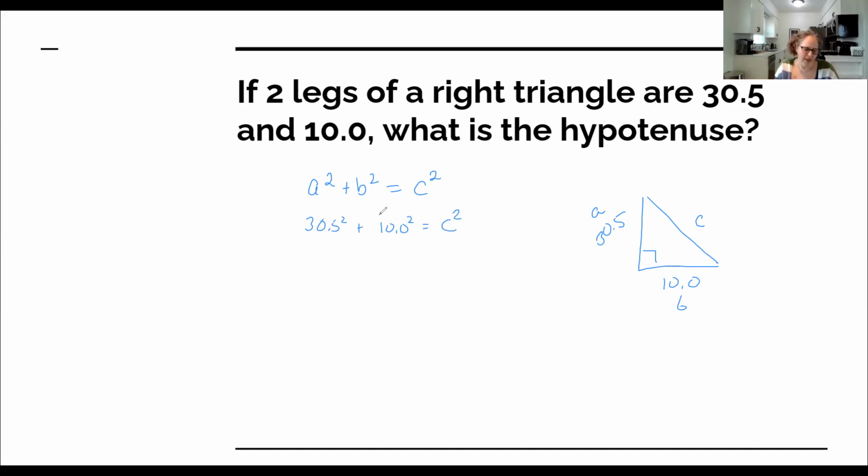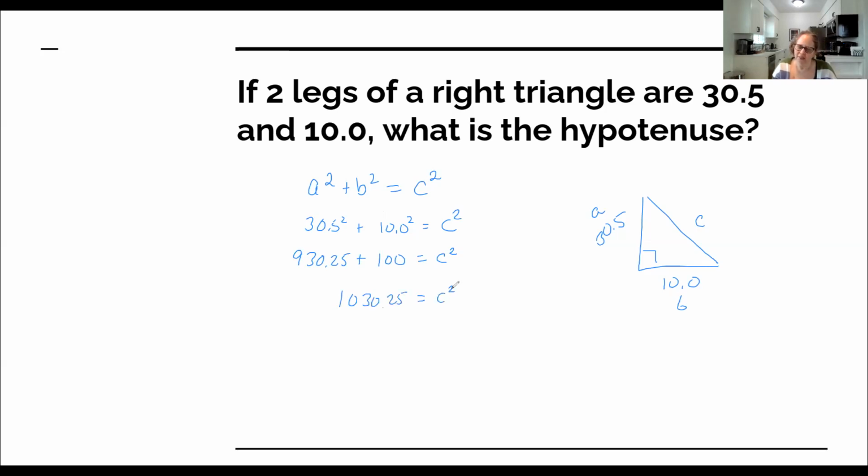I'm going to combine like terms. So first, I'm going to get rid of those exponents. I don't have parentheses, but I do have exponents. 30.5 squared is 930.25. 10.0 squared is 100. So now I can add 930.25 plus 100. I'm combining those like terms. Gives me 1030.25, and that's C squared.